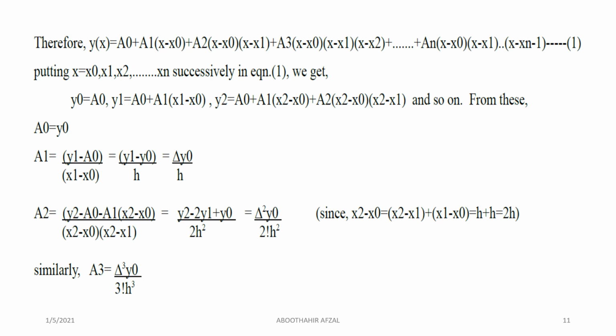Similarly, I get the value of a1: if I put x equal to x1, I will get the value of a1. That is (y1 minus y0) by (x1 minus x0), that is delta y0 by h. Similarly, I can find the value of a2, and finally, in general, the coefficient a3 is delta cube y0 by 3 factorial into h cube.